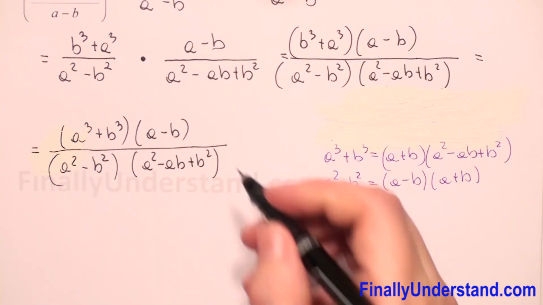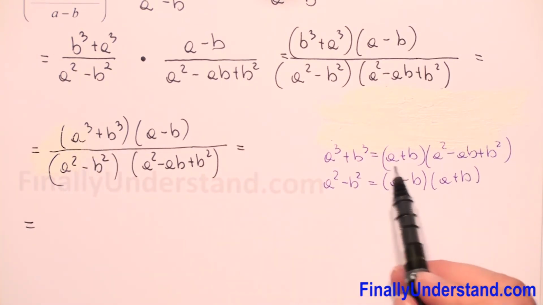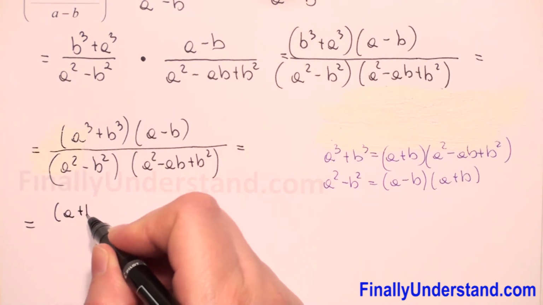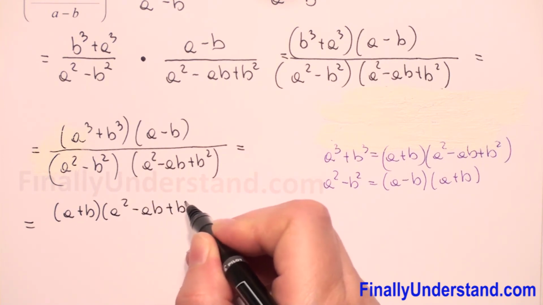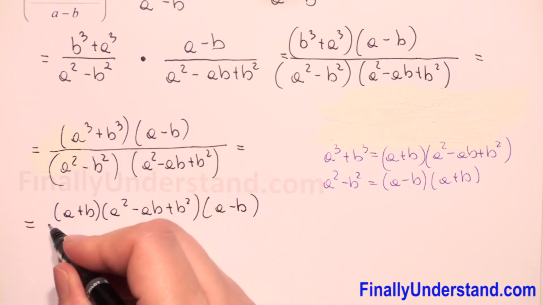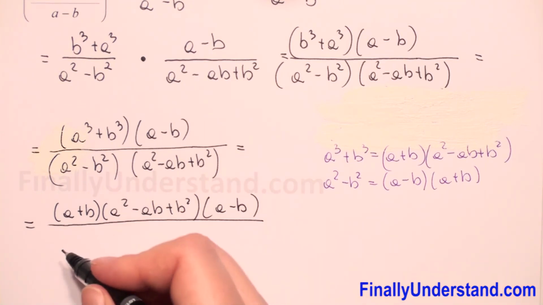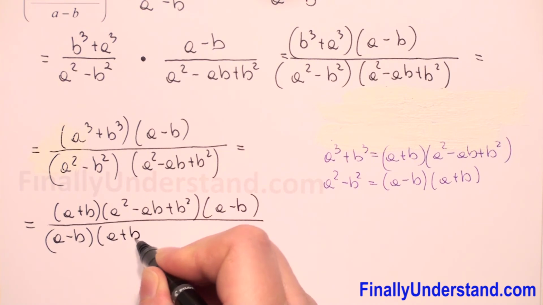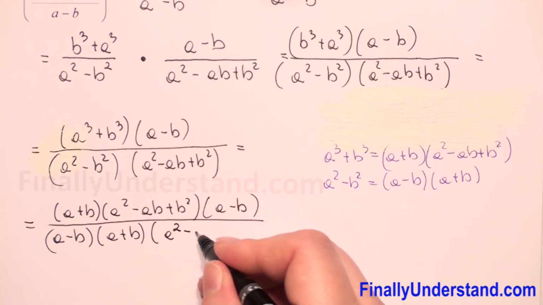So now we can rewrite the term in the first parenthesis in that form. So we will have a plus b times a square minus ab plus b square, and we have to copy a minus b, and the denominator a square minus b square we will rewrite in that form, a minus b times a plus b, and the rest we will rewrite.